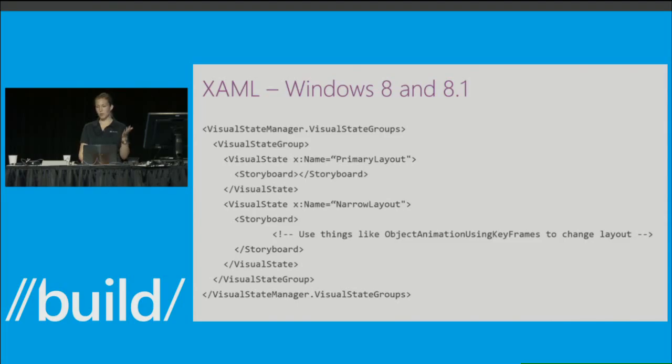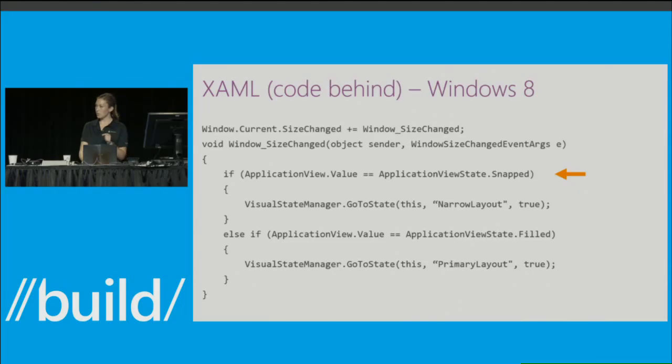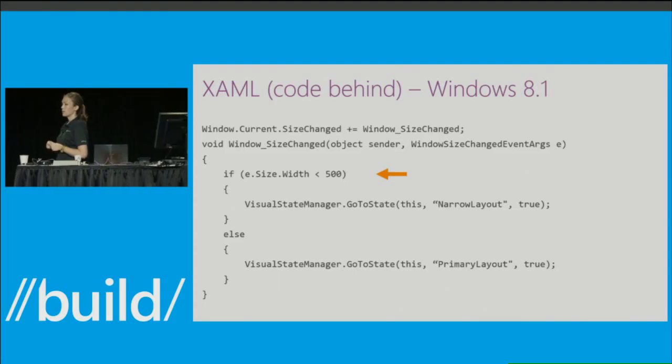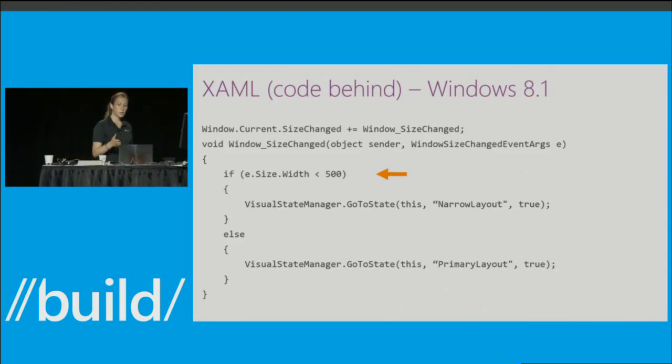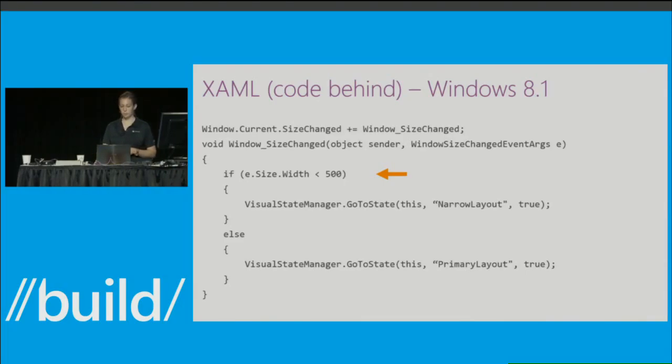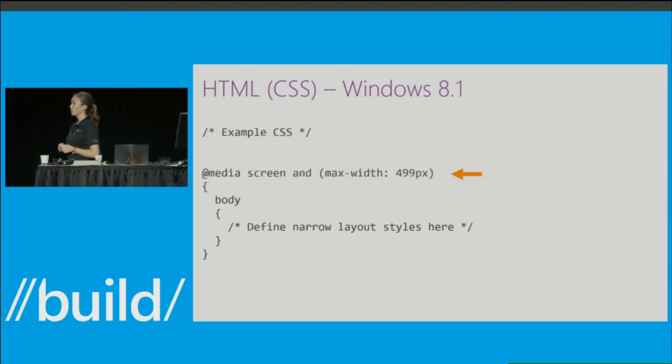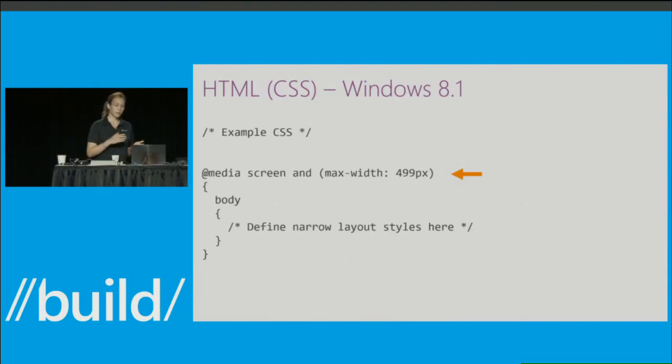If I have a primary layout defined and now I have a narrow layout defined, instead of using application view state snapped, I'm using size properties of the window. All about the size of the window. So whenever the width is less than 500, I'm using my narrow layout. Otherwise, I'm using my primary layout. Same in CSS. Instead of using the view state of snapped, my media query is based off the size properties of the window. So max width, whenever I'm under 500 pixels, I'm applying my narrow layout styles.